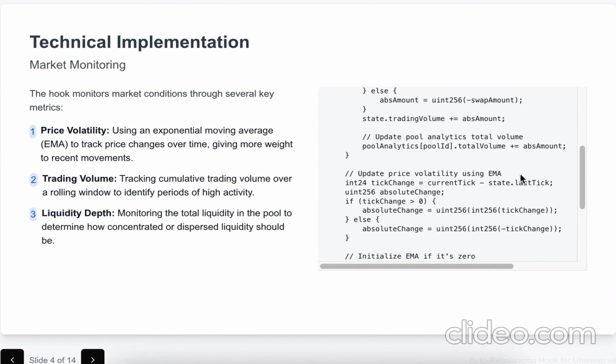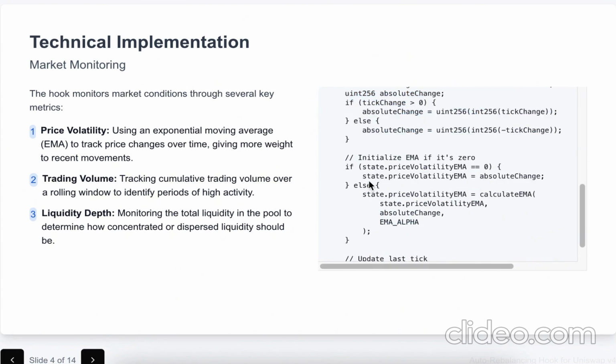In getting price volatility update using EMA, we calculate the absolute change in price in ticks since last updated by finding the difference between the current tick and the last recorded tick. Then we convert the difference to an absolute value, which is a positive value. Then it updates the price volatility using exponential moving average.